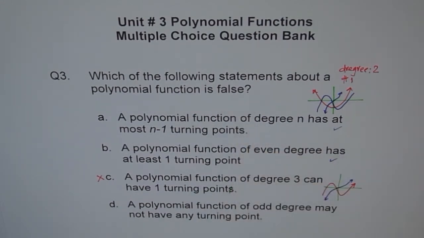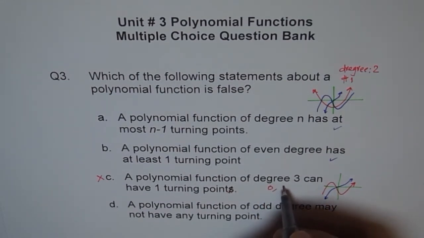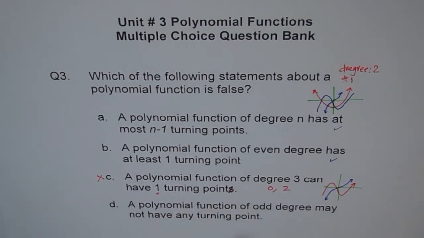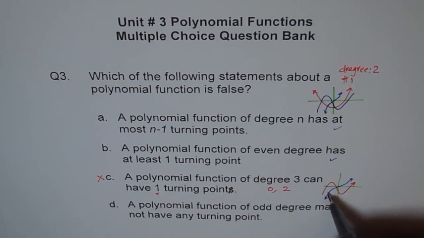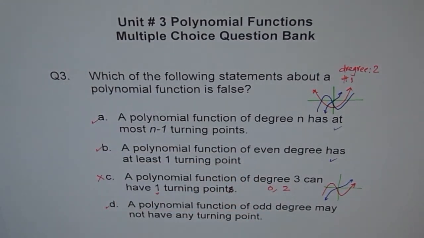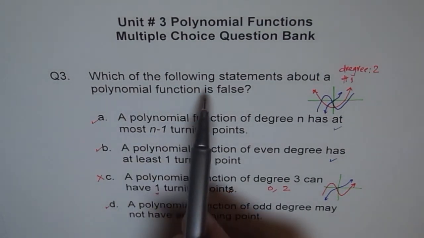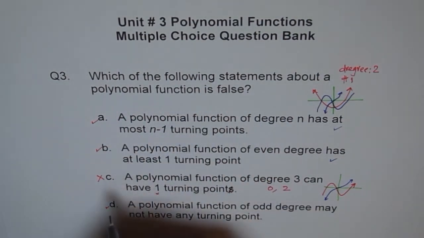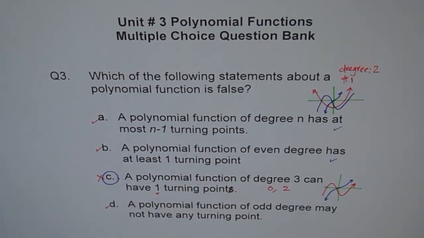We are looking for a false statement. So in a degree 3 polynomial, how many turns can we have? We can have either 0 turns or 2, but not 1. Do you understand? So this statement is false. A polynomial function of odd degree may not have any turning point. That's correct. We saw this is odd degree, right? It can just go from quadrant 3 to 1 without a turn. So these statements are correct for us, and this one is wrong. Therefore, the solution to which of the following statements about a polynomial function is false is this. So that is our right answer, right?